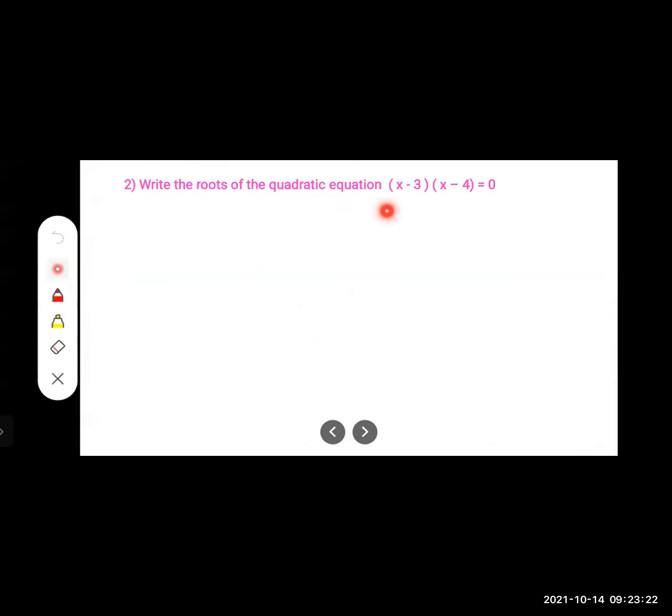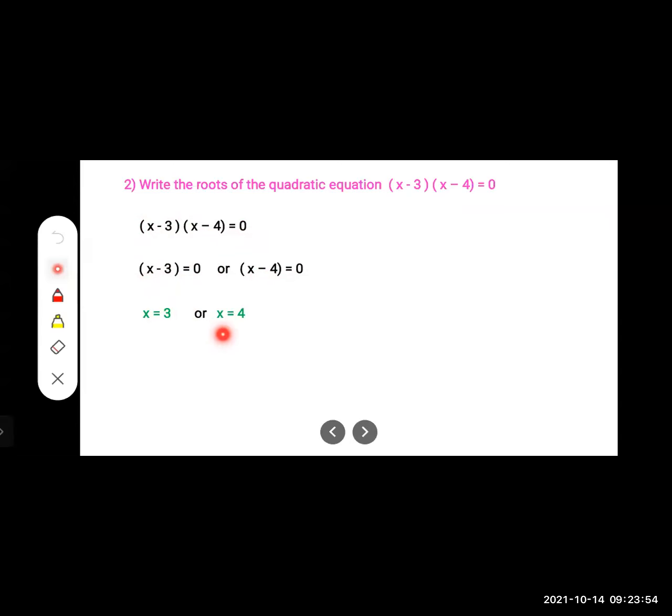Write the roots of the quadratic equation, x minus 3 into x minus 4 equal to 0. Write the equation first. Now you understood, no, children? So what will be the next step? Yes. So you have to equate each term to 0. So x minus 3 equal to 0 or x minus 4 equal to 0. So what is the next answer you will get? x equal to plus 3.